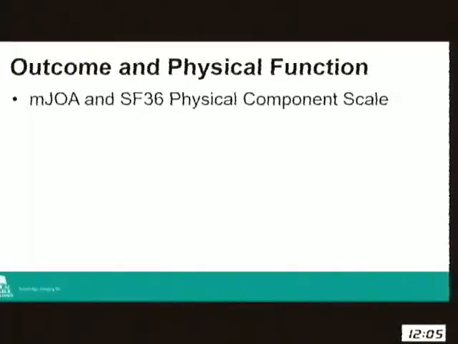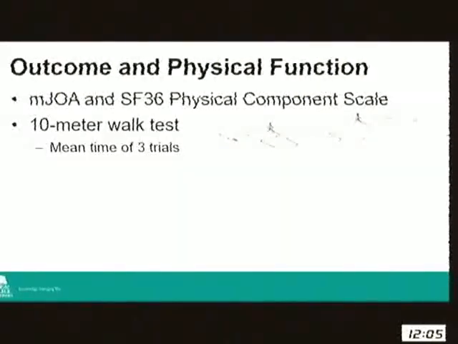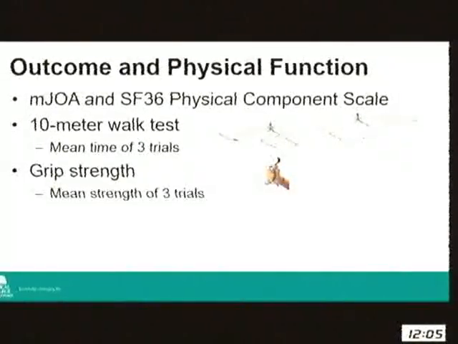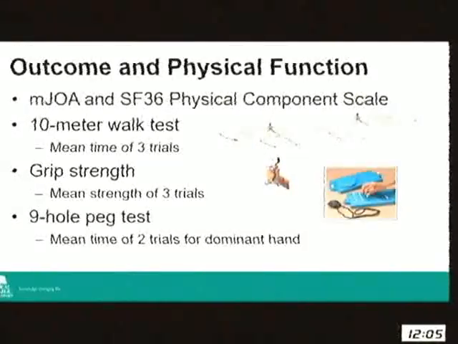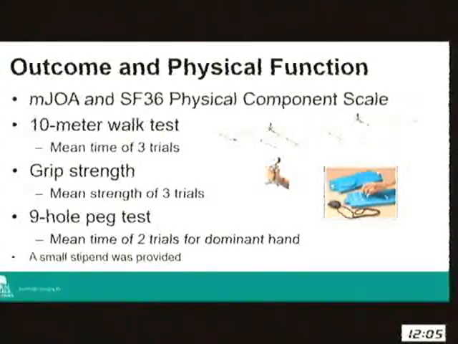So we looked at the MJOA and the SF36, which is a general outcome score, physical component scale, the 10-meter walk test, which was a mean time of 3 trials, grip strength, again, mean of 3 trials, and the 9-hole peg test, which is mean time of 2 trials for the dominant hand, and provided a small stipend. These tests take at least 30 minutes to do, so they're quite time-consuming.